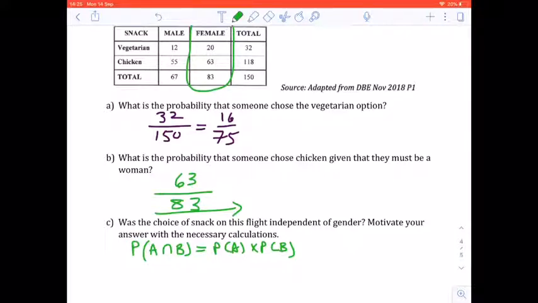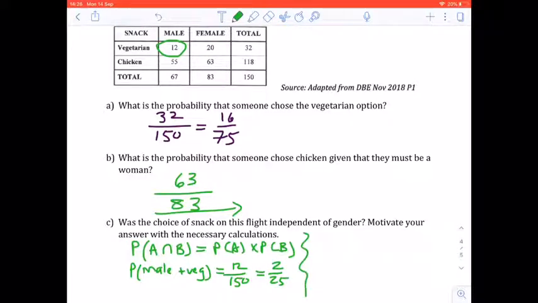So I'm going to isolate it to males who chose vegetarian. The one piece is going to be male, the other piece is going to be vegetarian. So the probability of male and vegetarian is equal to 12 over 150, which equals 2 over 25.